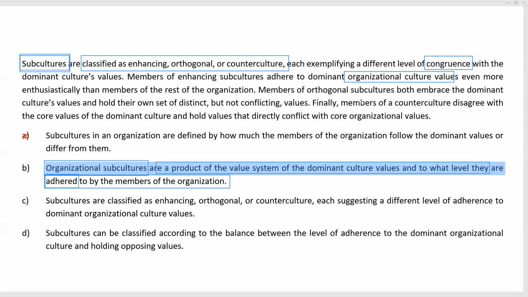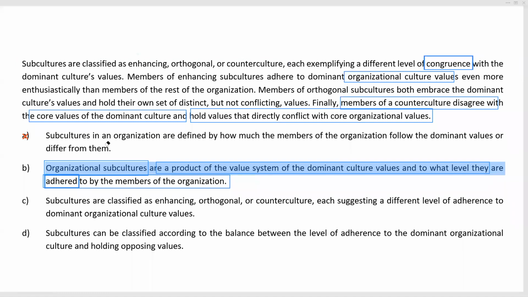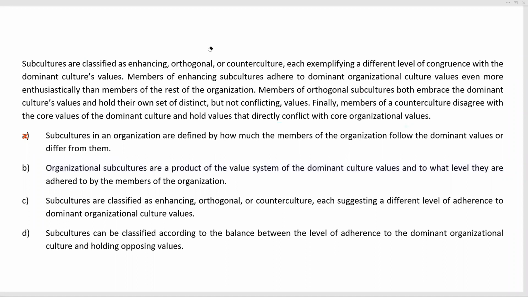Let's not forget, there are countercultures, the members of which disagree with the core values of the dominant culture and hold values that are directly in conflict with the core organizational values. So we can't just say adhered. Then again, we are talking about this general term congruence. Congruence means harmony, balance. So there is balance, but balance doesn't necessarily mean that everyone is actually adhering to the dominant cultural values. So this also distorts the premise. So we have three levels of problems with option B.